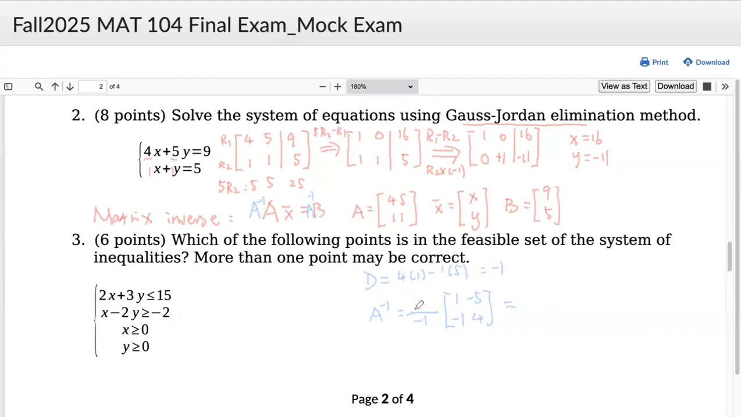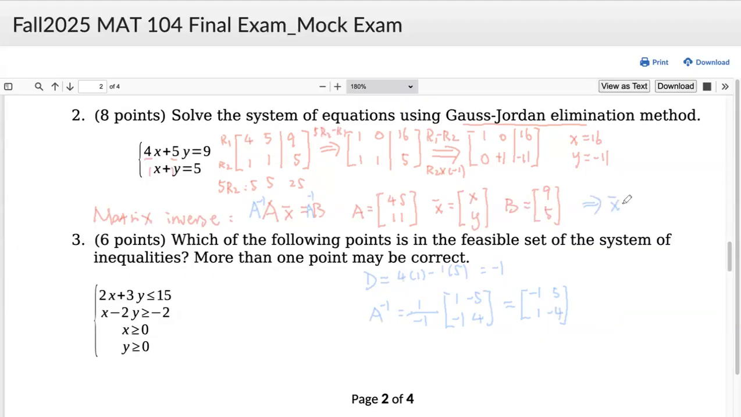Now we can multiply. So 1 divided by negative 1 is negative 1. We can multiply this negative 1 inside of every entry. 1 times negative 1, negative 1. Negative 5 times negative 1, positive 5. Negative 1 times negative 1, positive 1. 4 times negative 1 becomes negative 4. So basically, negative 1 changes every sign inside. So that's A inverse.